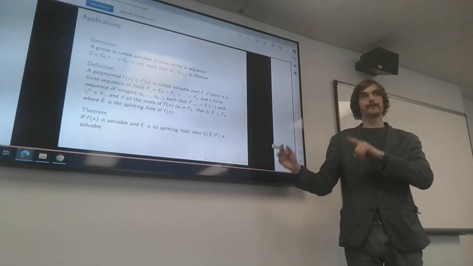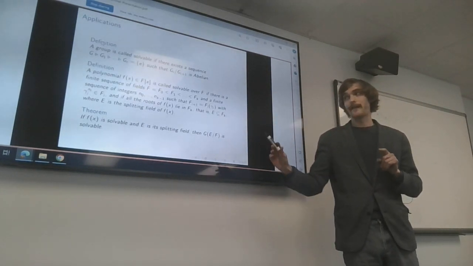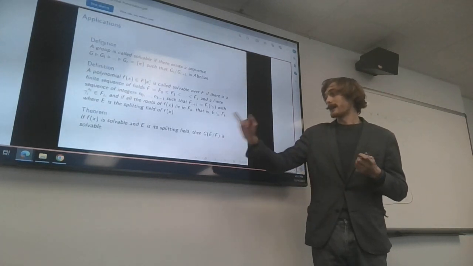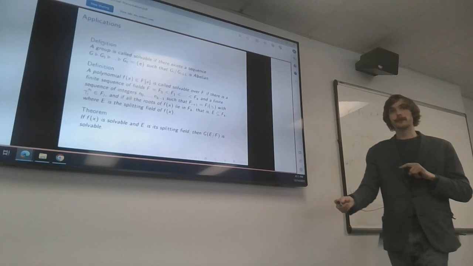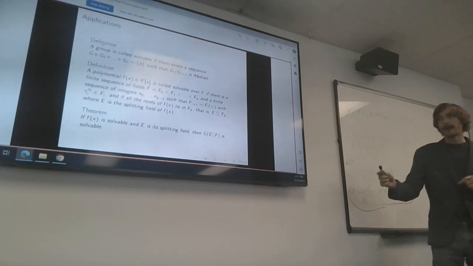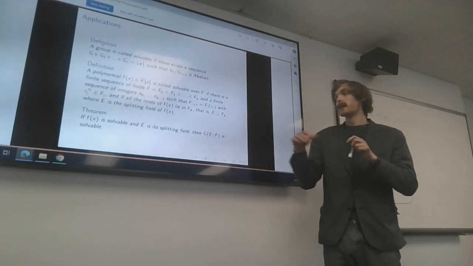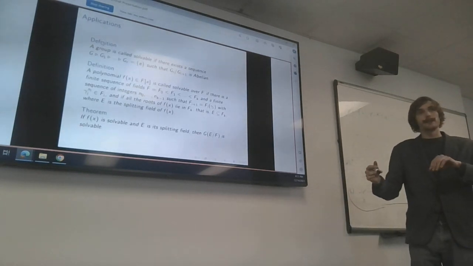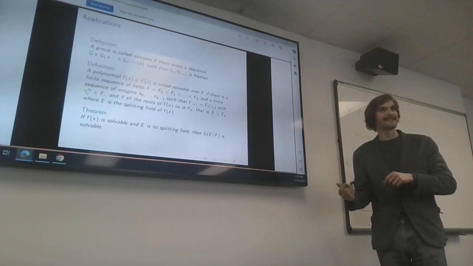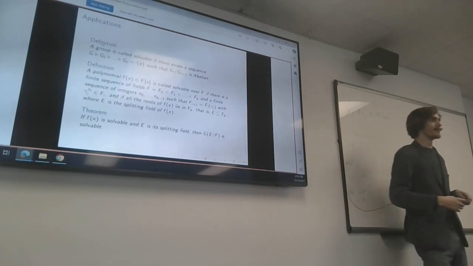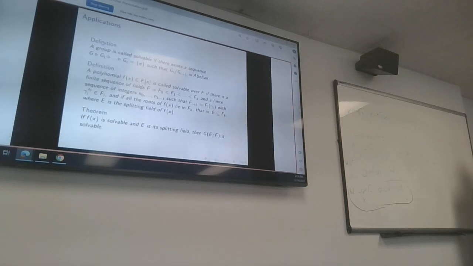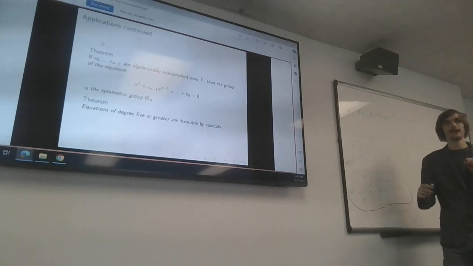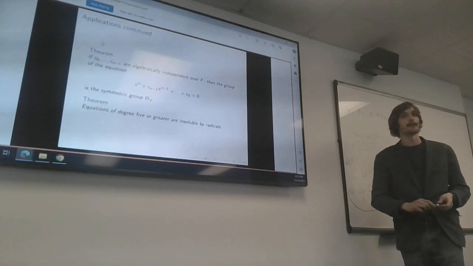Then we have another theorem that if f of x is a solvable polynomial, and E is its splitting field, so we have a polynomial that's split by this field E, then the group is solvable. So if we want to know if we can solve a polynomial, all we have to do is find out what its Galois group is, and if that Galois group is solvable, then we can find a solution to it, at least while using radicals specifically.